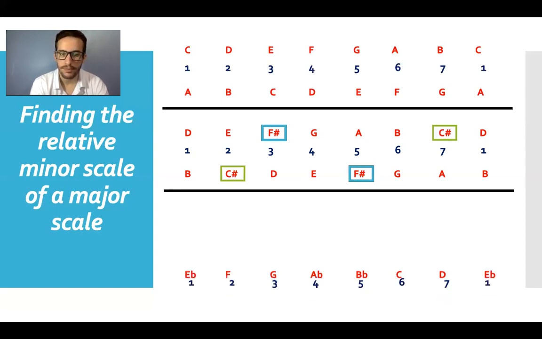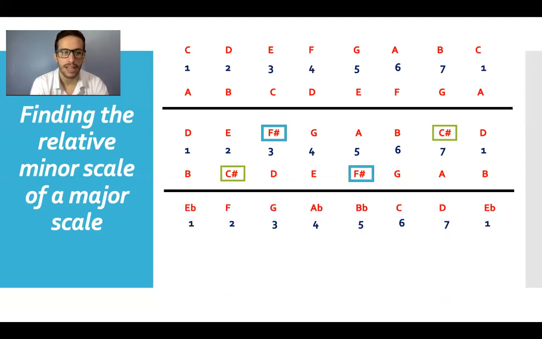Another example. Here we have the E flat major scale: E flat, F, G, A flat, B flat, C, D, and E flat. The same thing, we count 6 from the first one: 1, 2, 3, 4, 5, and 6. We have C. So we simply copy the same notes starting from C, and we have them right here: C, D, E flat, F, G, A flat, B flat, C. And this is now the C minor scale.